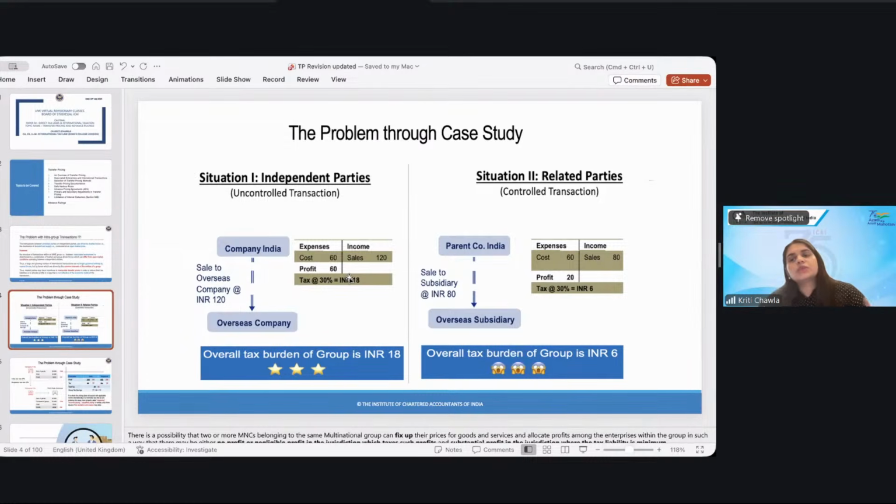So in this particular situation, the tax that they have to pay for the company in India is going to be 18 rupees. Now let's look at the same situation. Everything remains the same. The only difference is that now these two entities are related to each other. So now this is the parent company and it has an overseas subsidiary, meaning to say that now the transaction is between a parent company and a subsidiary company.